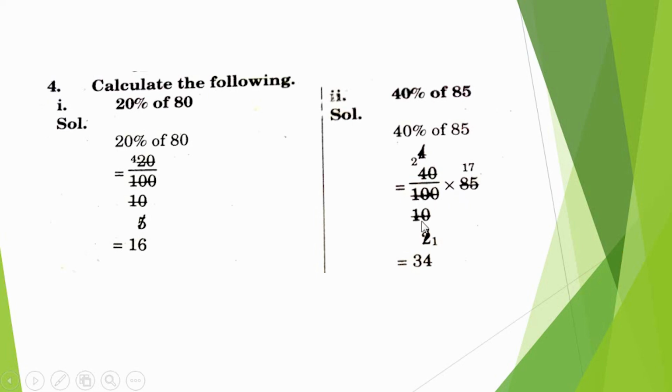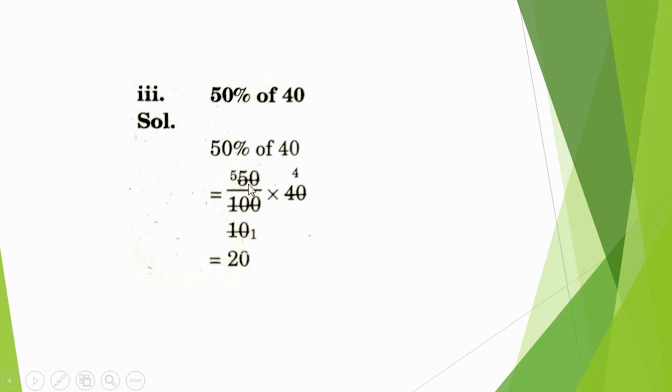40% of 85. Now we will change this percent as denominator 100 and multiply with 85. 10 ones are 10, 10 tens are 100 and 10 fours are 40. Now 2 twos are 4, 2 fives are 10. Now 5 ones are 5, 5 sevens are 35. When we multiply this 17 with 2, the answer will be 34.